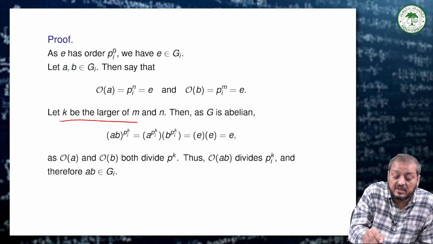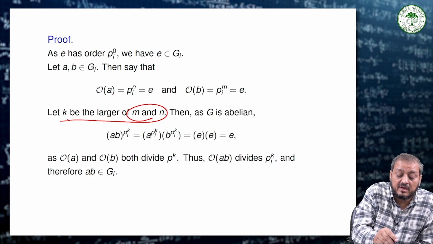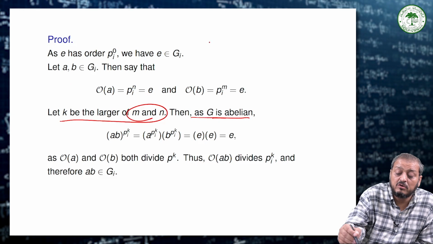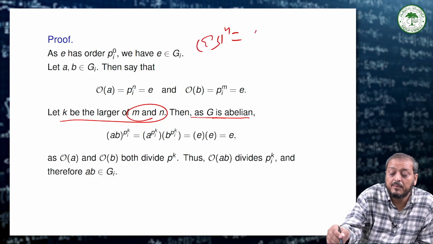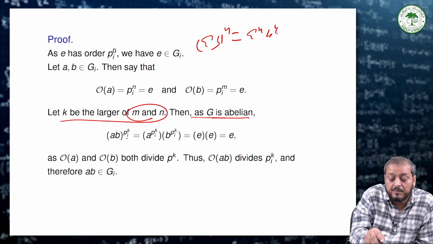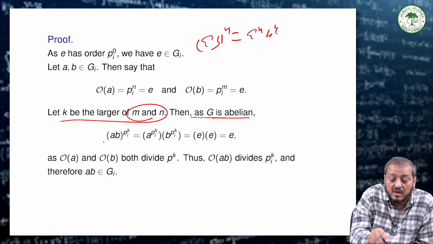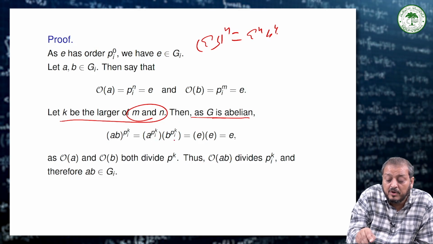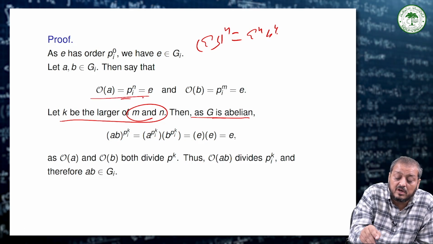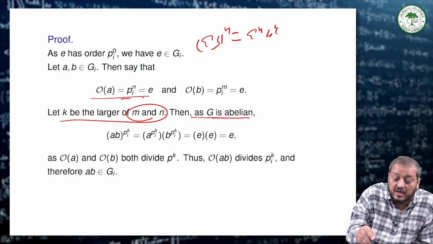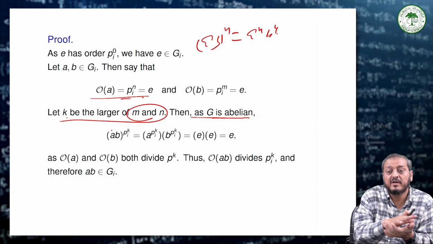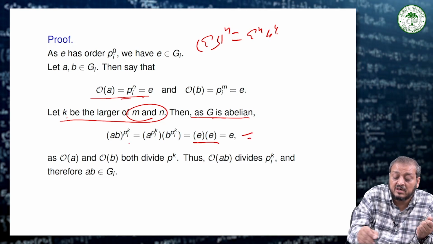Let k be an integer larger than m and n. As G is abelian, you know that (AB) to the power n equals A to the power n times B to the power n. So we take AB to the power pi to the power k, which equals A to the power pi to the power k times B to the power pi to the power k. Because k is larger than m and n, each of these is the identity, so the product is the identity.